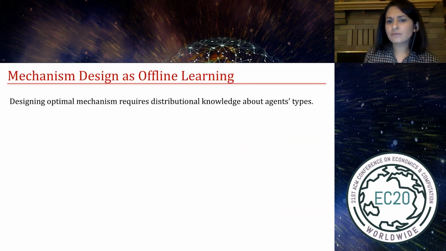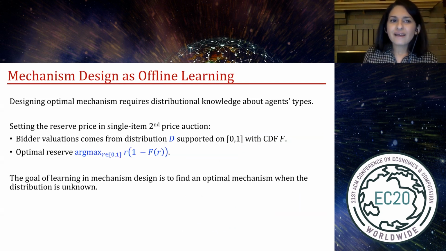The reason we do this is that mechanism design itself can be thought about as an offline learning problem. I'm going to go into more details about this in our follow-up session, which is in about 13 minutes, and talk more about mechanism design as a learning problem and also other models of learning that we are going to be covering in this tutorial. So that's for this session.